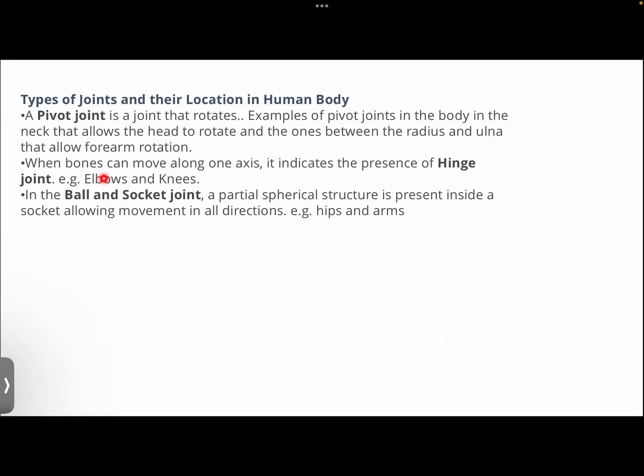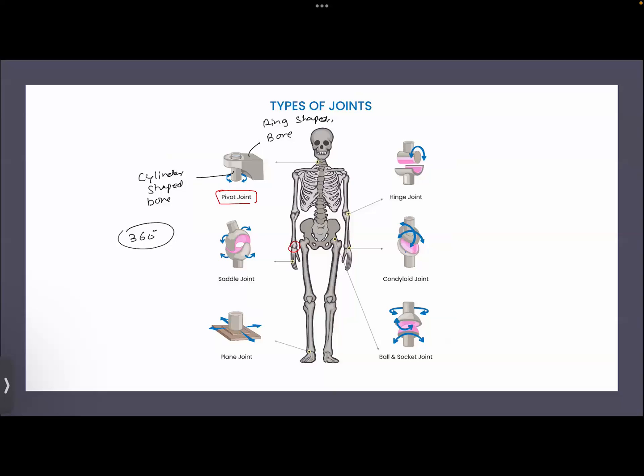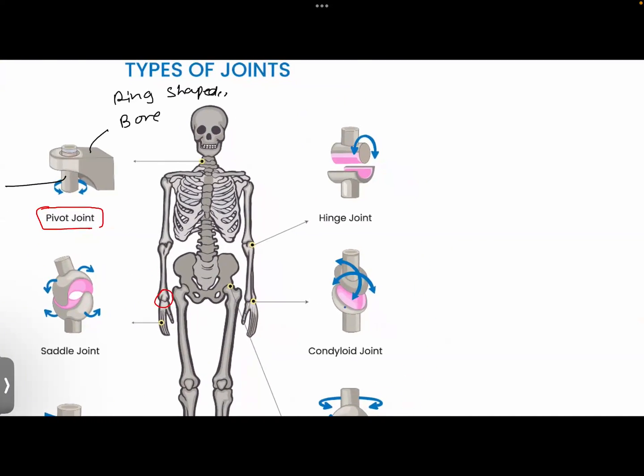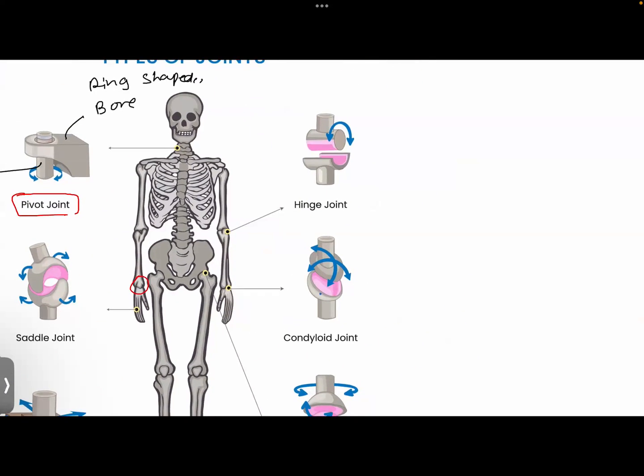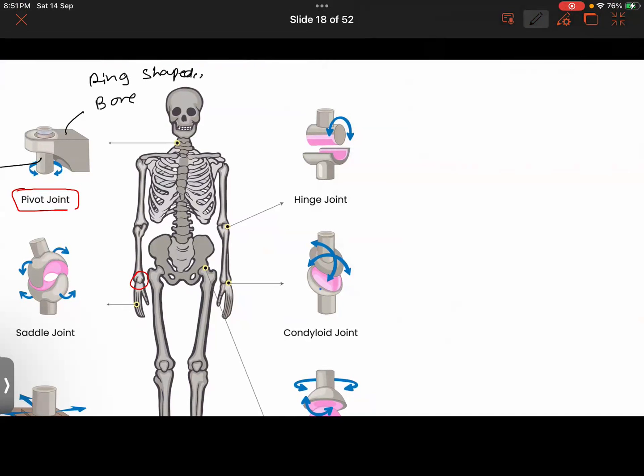Then you have another kind of joint called the hinge joint. When bones can move along one axis, it is the case of a hinge joint. Let us look at this here. For example, in this case, you will be able to move your hand in this direction, this much only.